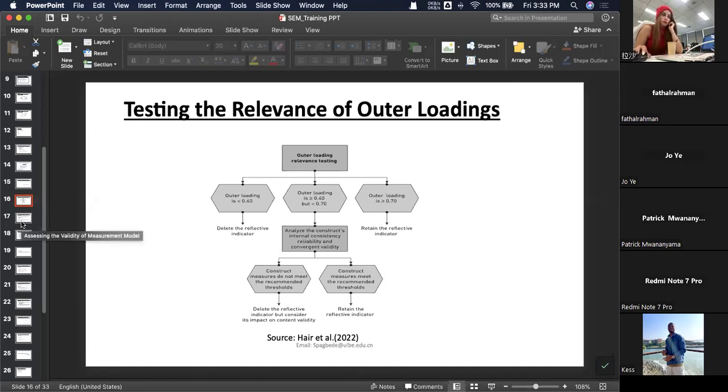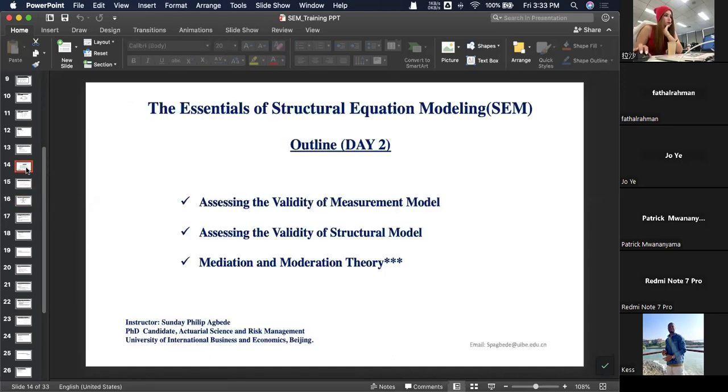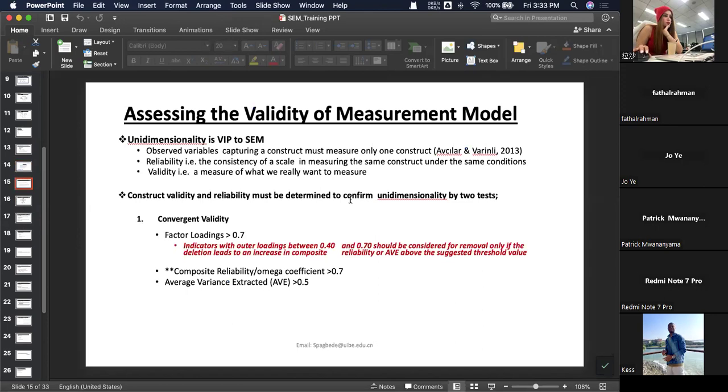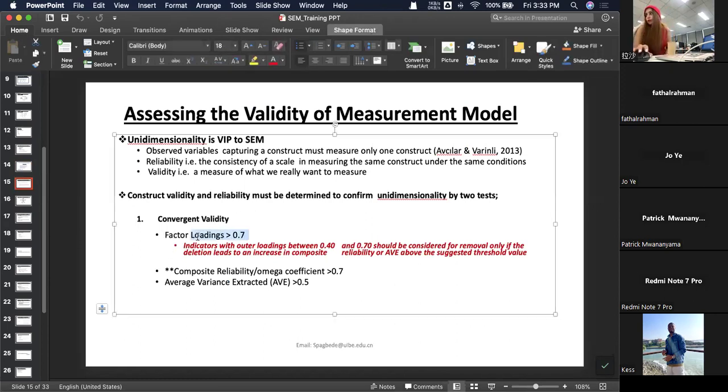Now, remember I said in this slide that for us to achieve unidimensionality, we need to satisfy convergent validity. Please, when you're running SEM, have these three conditions in mind. Even if you don't understand anything, just go and look at your table when you run this first. Once you don't get this, then you know your data has a big problem. Very important.